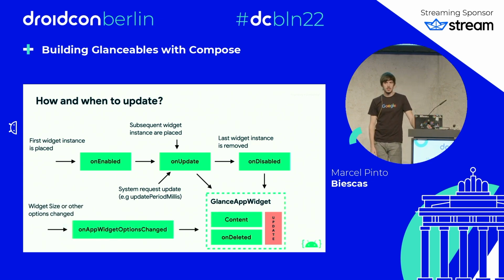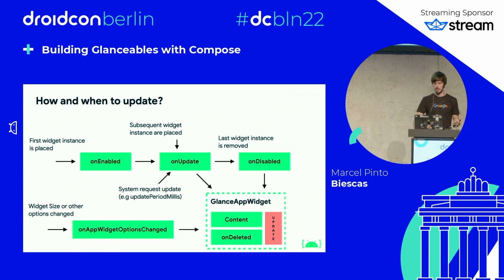There is one more method that is handled on the receiver. That is whenever some options of the widget change. For example, the user resized your widget, the onAppWidgetOptionsChanged will be called, and the framework might ask you to refresh your content. Again, all these four types of events are handled by Glance for you, so normally you don't need to take care of this. But it's important to understand all of them in order to know when you can refresh data. And of course, you have the mechanism to trigger it manually from anywhere in your application by directly calling update.